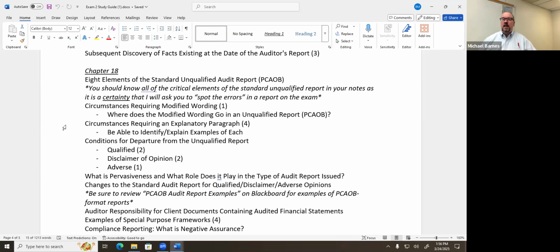Adverse opinion, that's a pervasive departure from GAAP. Major violation of the rules.